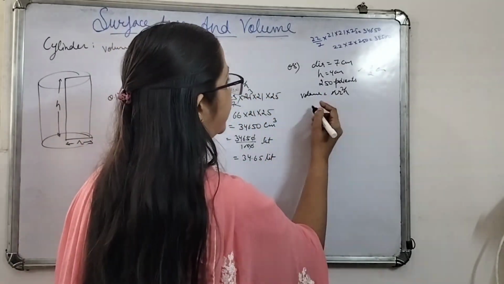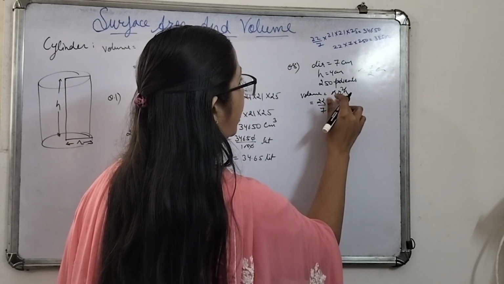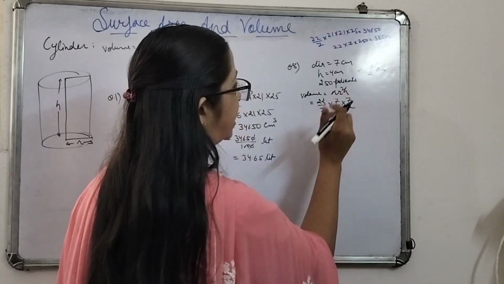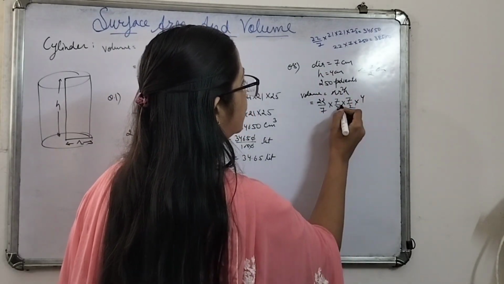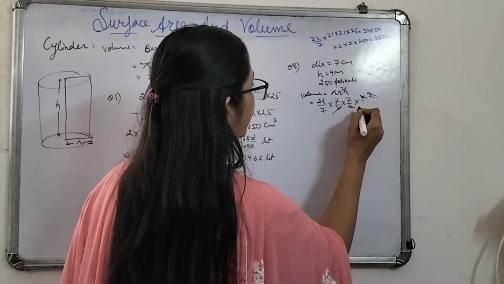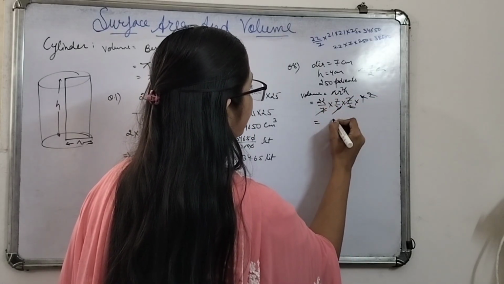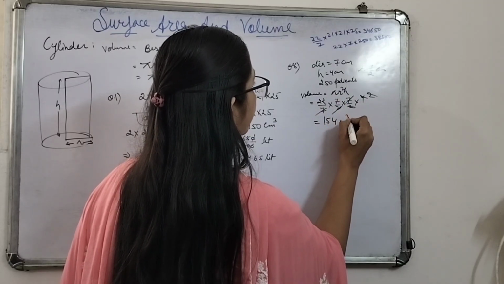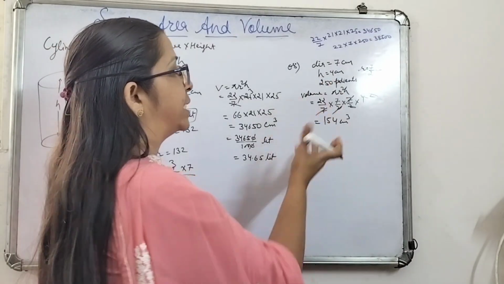So you will be keeping all these values over here. It will be 22 by 7. r is 7 by 2 multiplied by 7 by 2 because it is r square, into h. h is 4 centimeter. So 2 times 4, 2 and 2 cancel. This 7 and this 7 cancel. So it will be 7 2s are 14, 7 2s are 14, 154 centimeter cube. This will be the volume of one cylindrical bowl.